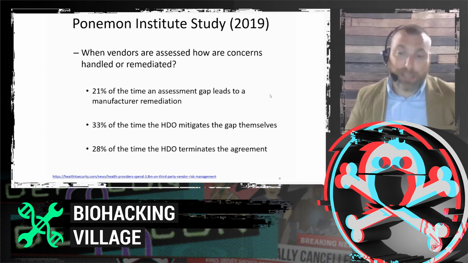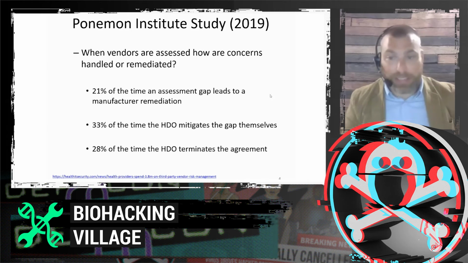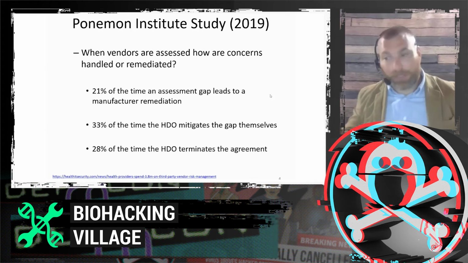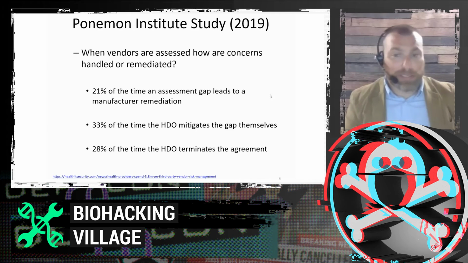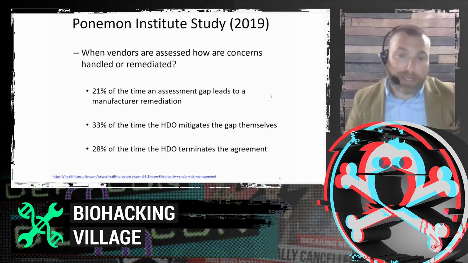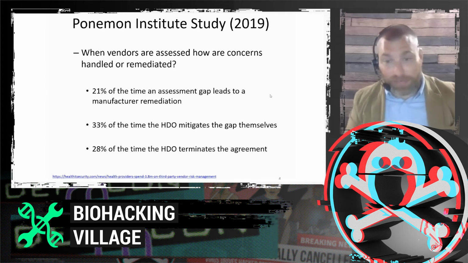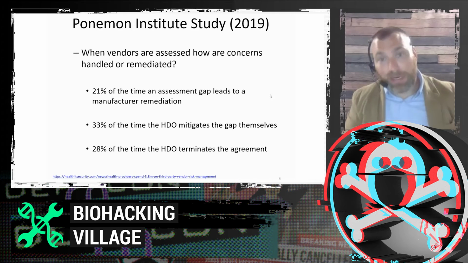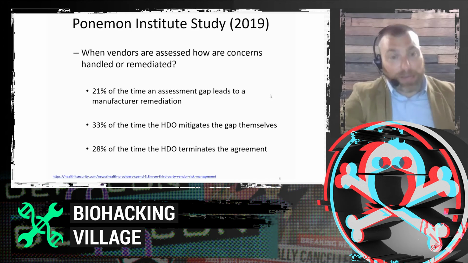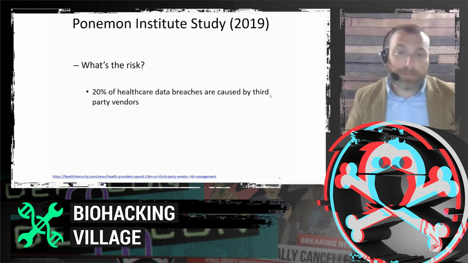33% of the time, the HDO or health delivery organization mitigates the gap themselves. So it might be cordoning off that device on its own segment of the network, maybe a separate VLAN or some other security technique to be able to reduce that risk. And 28% of the time, medical device manufacturers should be certainly aware of this, 28% of the time, HDOs just terminate the agreement and say this device does not meet our basic security requirements, so we cannot purchase it. So that is definitely happening in the hospital sector currently.